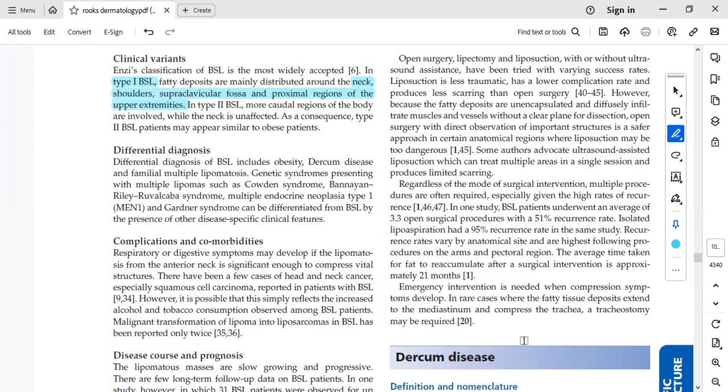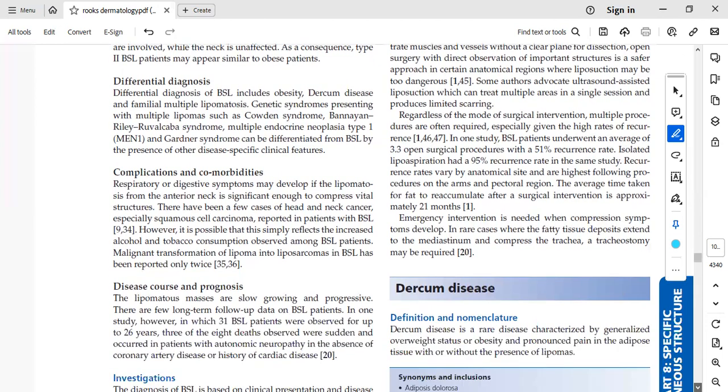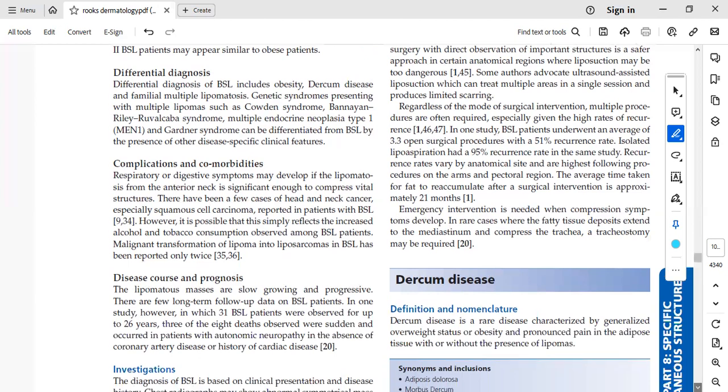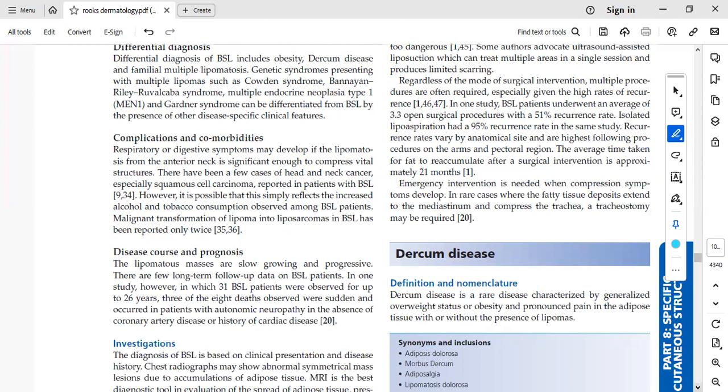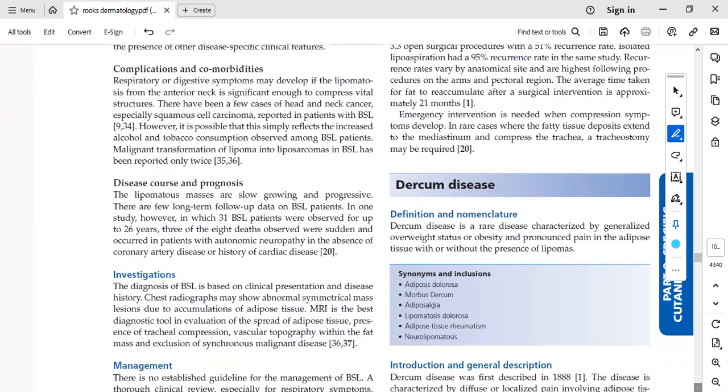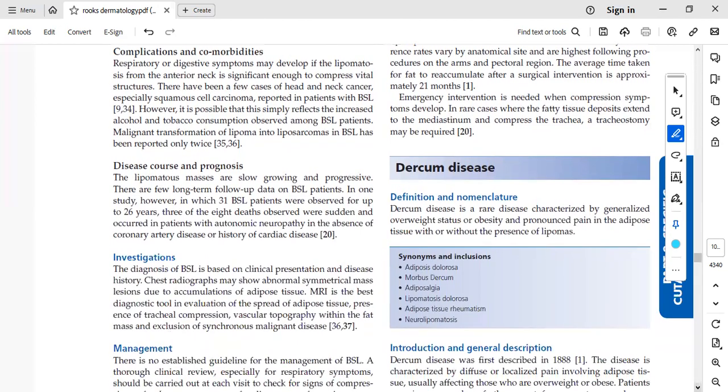Disease course and prognosis. The lipomatous masses are slow growing and progressive. There are few long-term follow-up data on BSL patients. In one study, however, in which 31 BSL patients were observed for up to 26 years, 3 of the 8 deaths observed were sudden and occurred in patients with autonomic neuropathy, in the absence of coronary artery disease or history of cardiac diseases. Now we will come to the investigations.